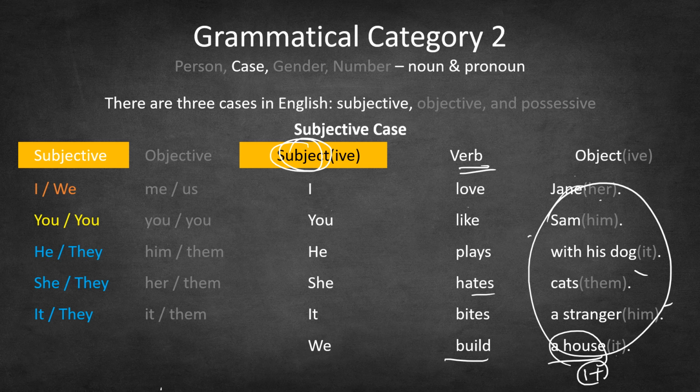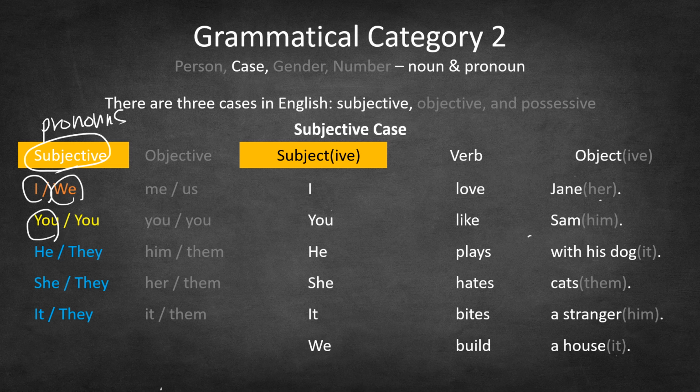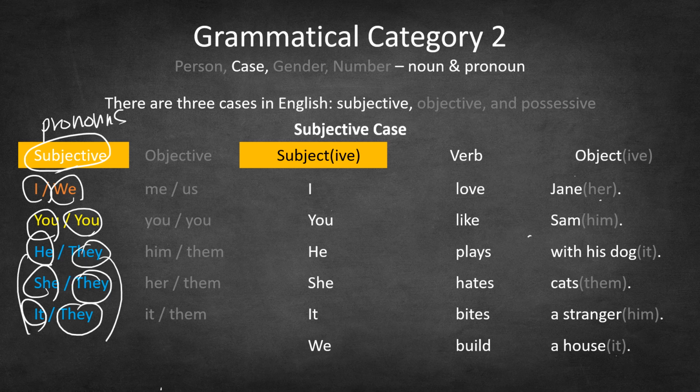Okay, before we go to the next page, let us try to say the words one more time. Okay, these are subjective pronouns. I, first person singular. We, first person plural. You, second person singular. You, second person plural. He, she, it are third person singular. They are third person plural. Me, us, them are all objective case.